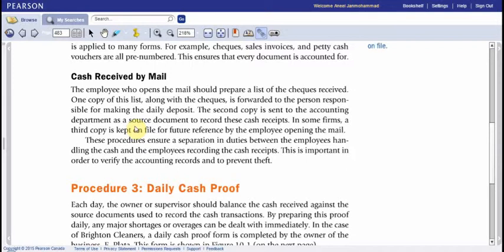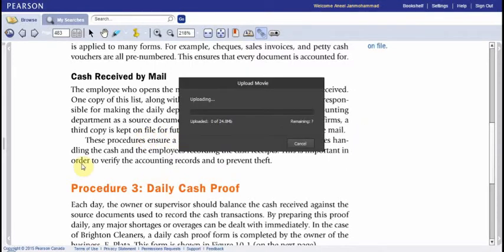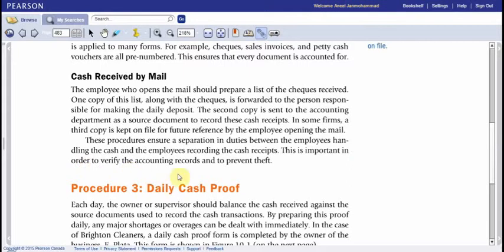So see, already two different copies. So it makes it very hard to steal. And in some cases, it'll actually make a third copy, and the person getting the mail in the first place will keep a copy. Okay, so again, it ensures that separation of duties.